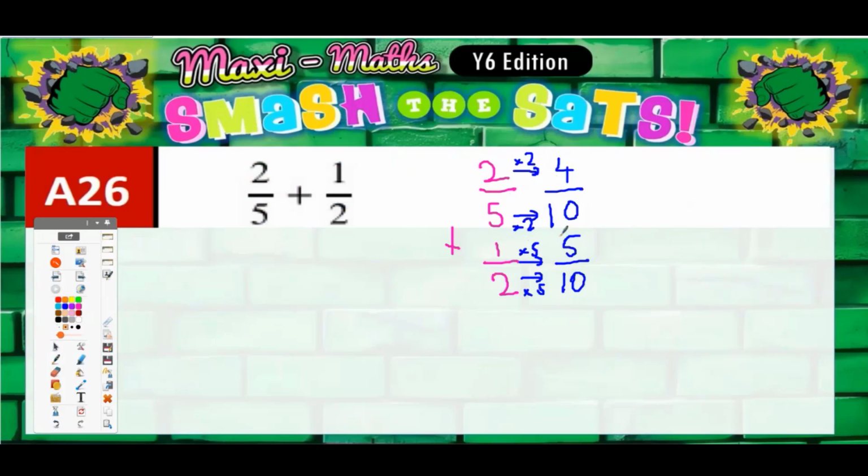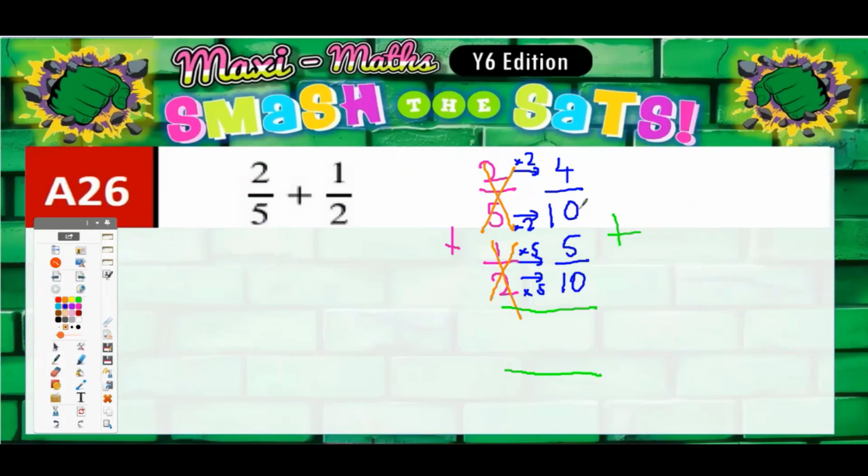So 4/10 is equivalent to 2/5. You cross out the 2/5, you don't need it anymore. 5/10 is equivalent to a half. Cross out the half, you don't need it anymore. So what we're actually dealing with is 4/10 plus 5/10. Now we have basically got two fractions with a common denominator, we can just add them together.